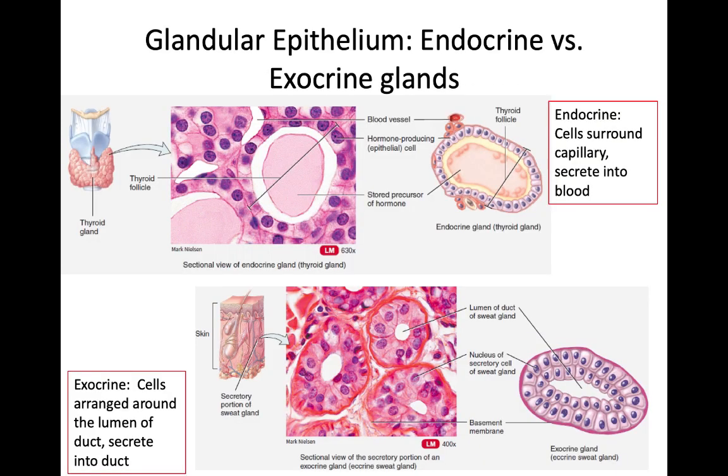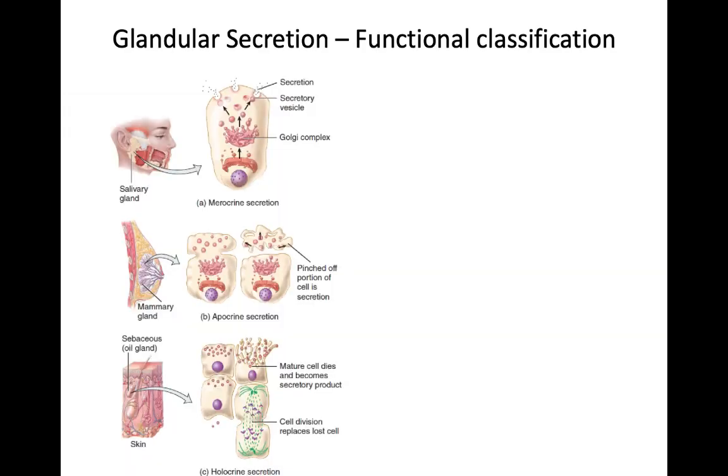On the top, you can see what endocrine glands look like. They surround blood vessels and secrete directly into the blood vessel. Exocrine glands have the cells surrounding the lumen of a duct. We can classify glandular epithelium not only by where the product is released, but also by how it's made. What is being released? Fluid from within the cell, a portion of the cell, or the entire cell?